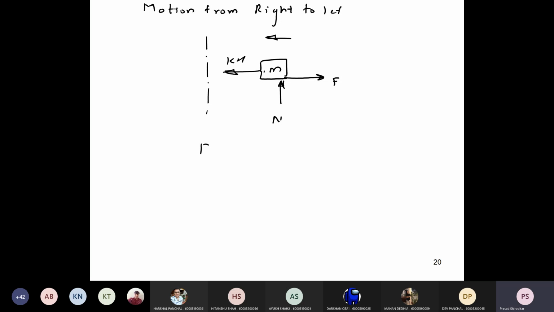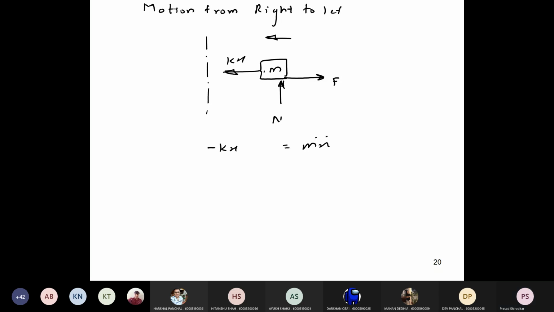So our governing differential equation is what? Without friction, minus kx is equal to m x double dot. And we are assuming that everything in the direction of the motion is taken as positive.